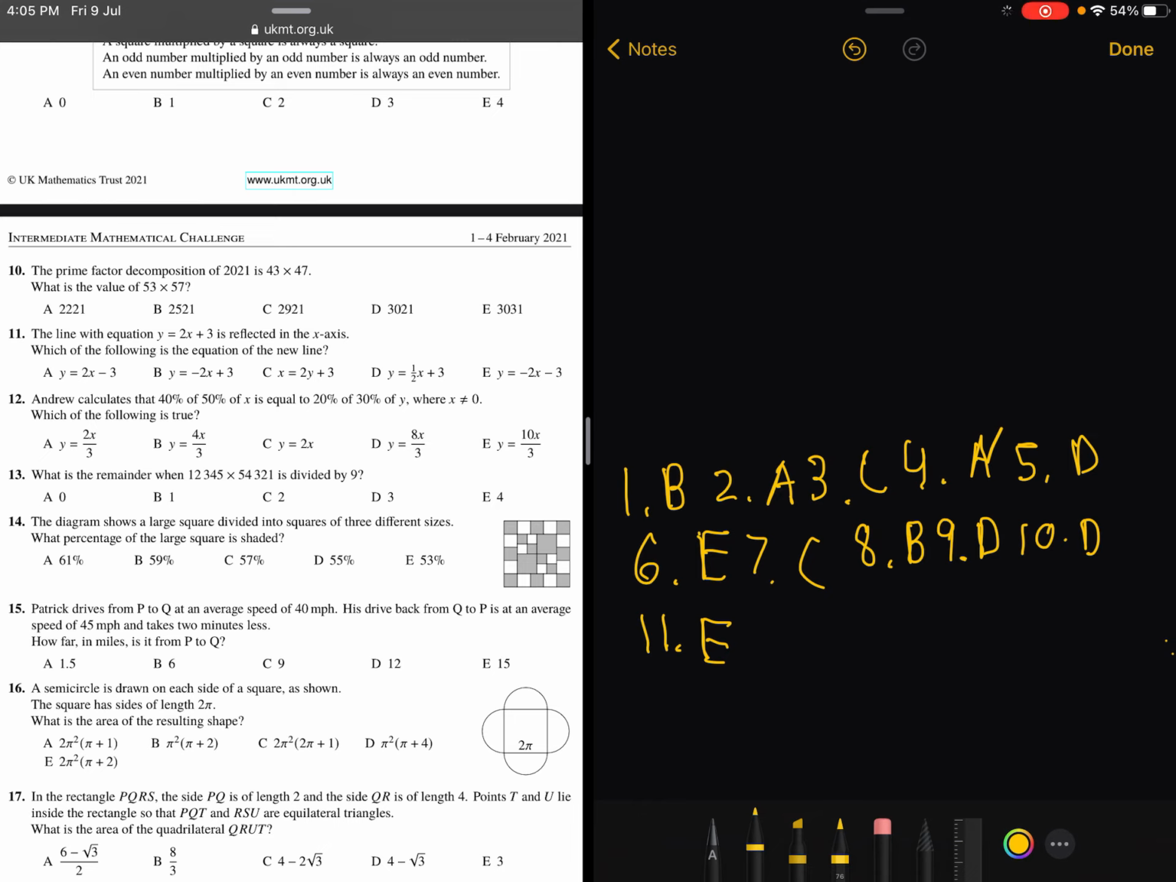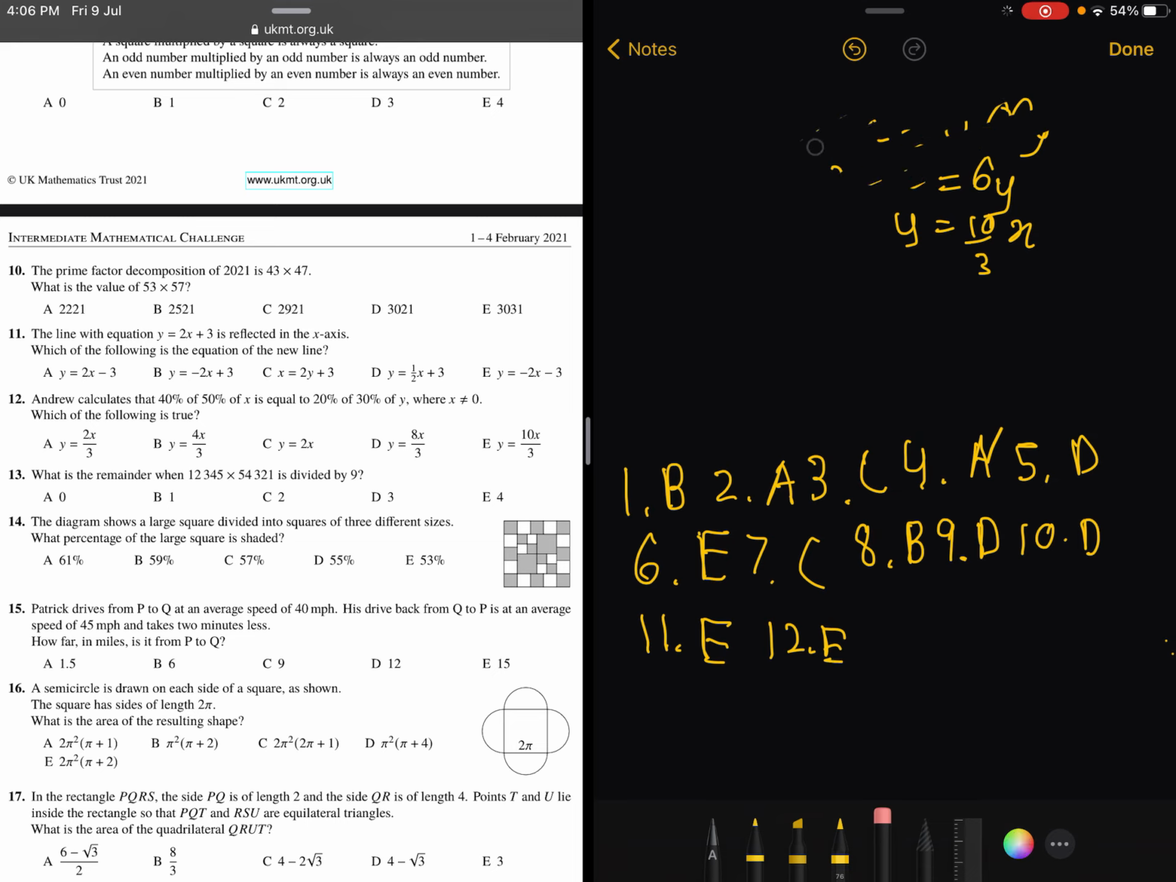Question number 12. 40% of 50% of x equals 20% of 30% of y. Okay, so 40% of 50% is 20%, so 0.2x is equal to 20% of 30%, which is 6% of y, which is 0.06y. So you can just say 20x is equal to 6y, and y is equal to 10 over 3 x. So 12 would also be E.